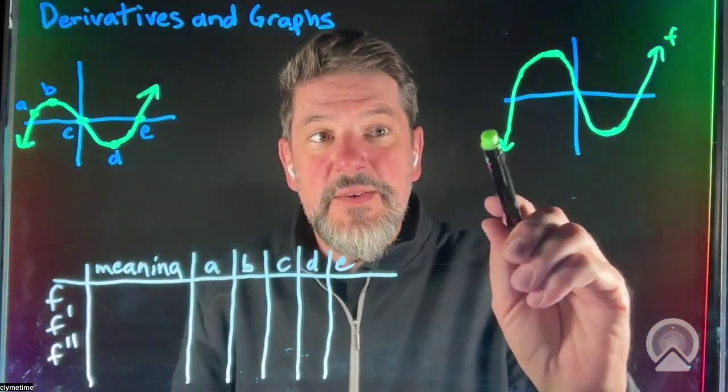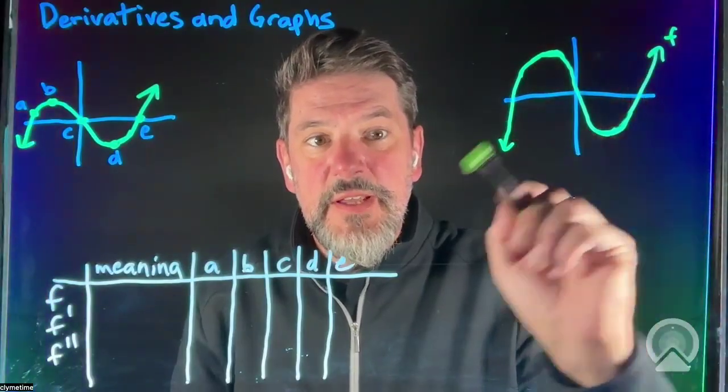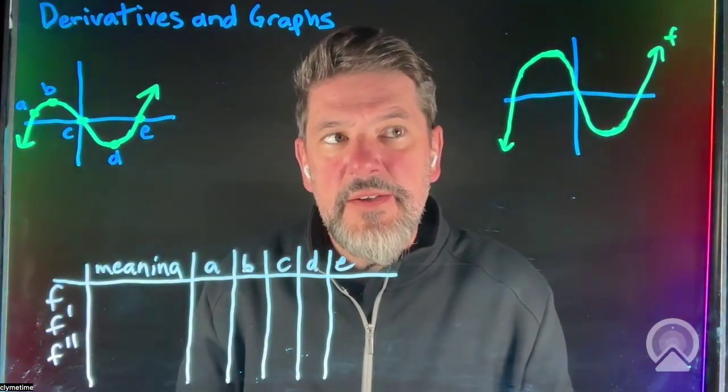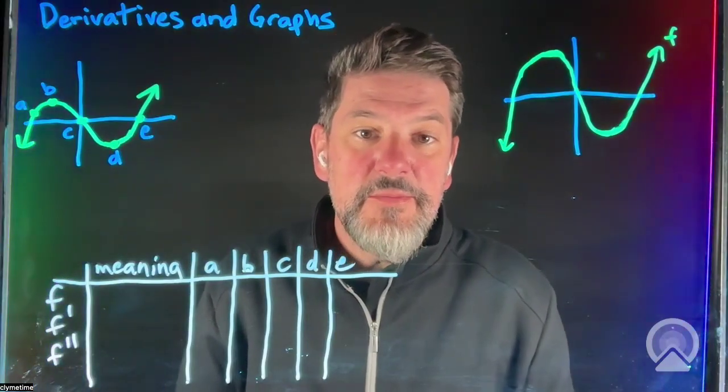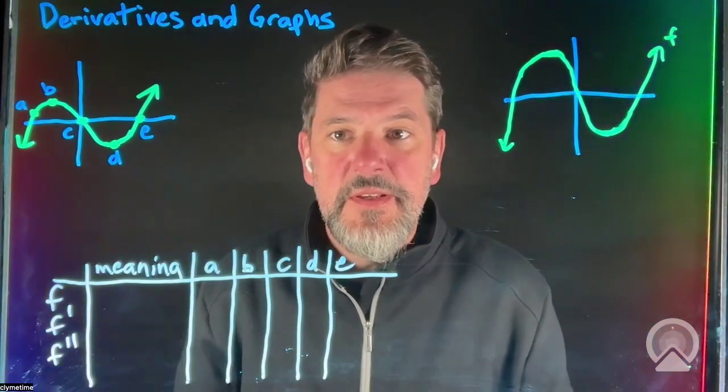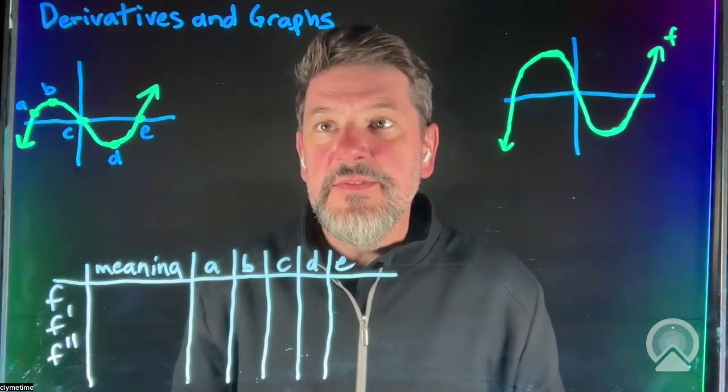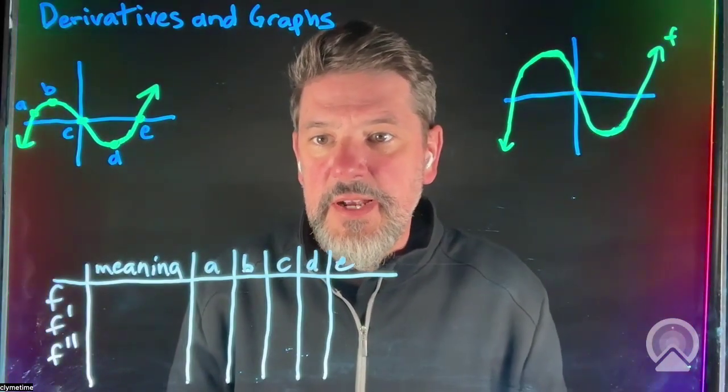Okay, so let's say we have the graph of f, and we want to figure out what the graph of f prime would look like, the first derivative, or f prime prime, the second derivative. This is Clime Time, and in this video, we'll look at derivatives and their graphs.